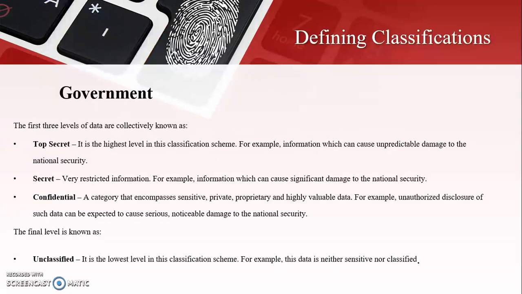Defining classifications. Government. The first three levels of data are collectively known as classified. Top secret is the highest level in this classification scheme. For example, information which can cause unpredictable damage to the national security. Secret, very restricted information. For example, information which can cause significant damage to the national security. Confidential, a category that encompasses sensitive, private, proprietary, and highly valuable data. For example, unauthorized disclosure of such data can be expected to cause serious, noticeable damage to the national security. And the final level is known as unclassified. It is the lowest level in this classification scheme. For example, this data is neither sensitive nor classified.